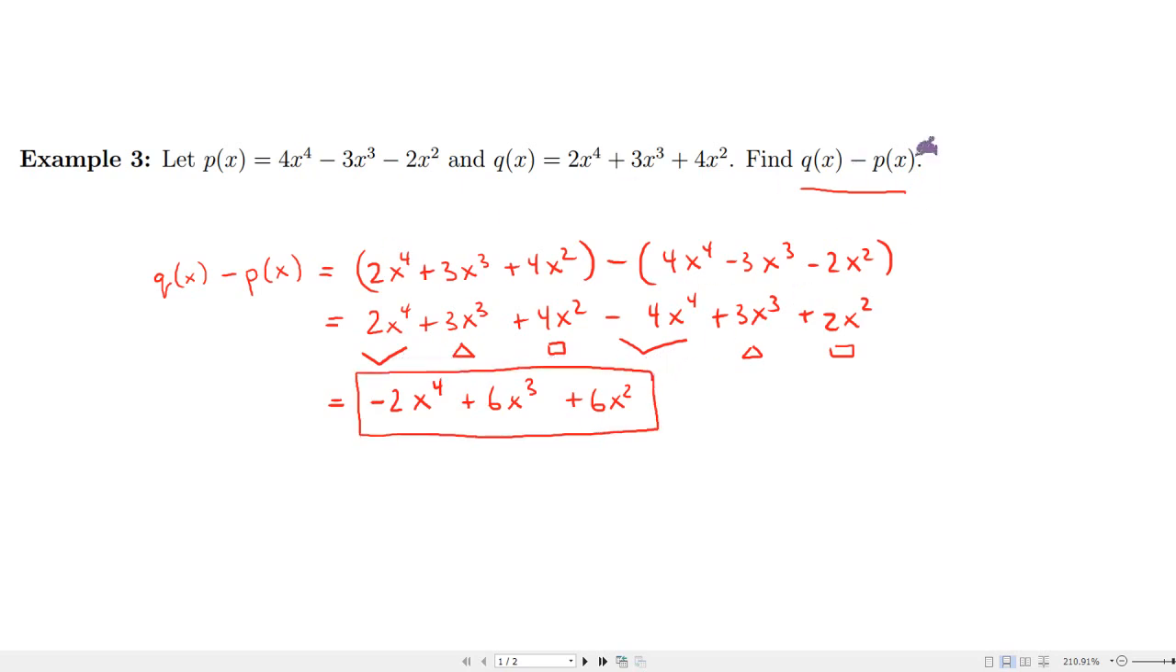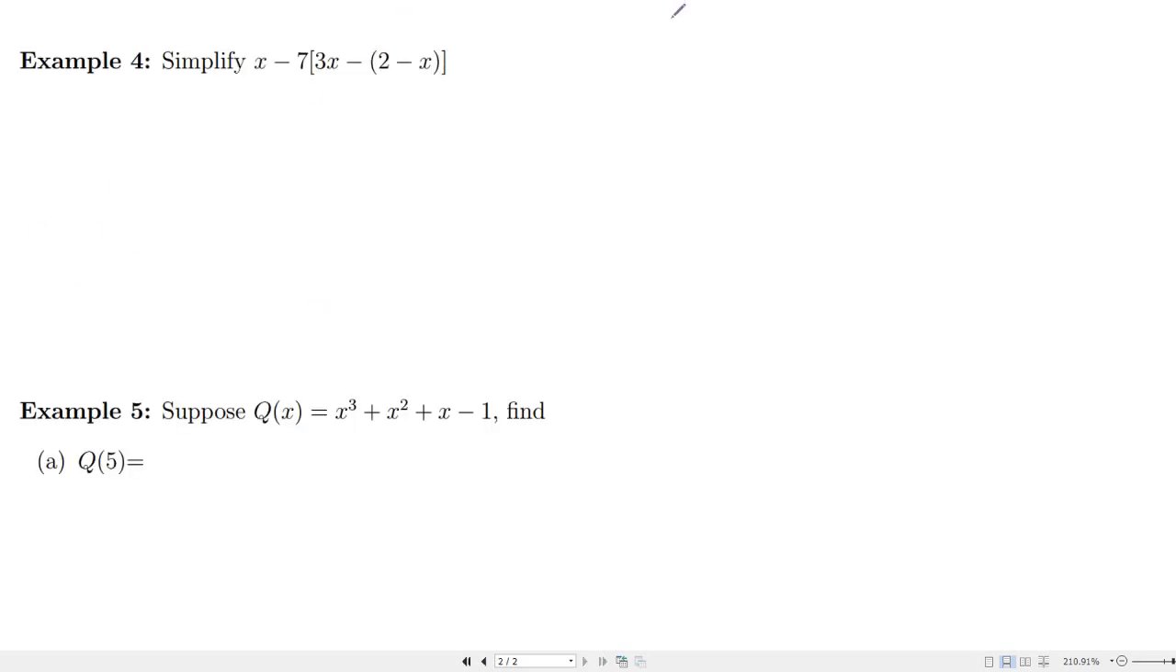Okay, so that is the difference, q of x minus p of x. And we could also consider that a function, right? That actually would be the function q minus p of x, remembering back to our definition of functions. But that's the answer for this problem. All right, so now let's simplify this expression here.